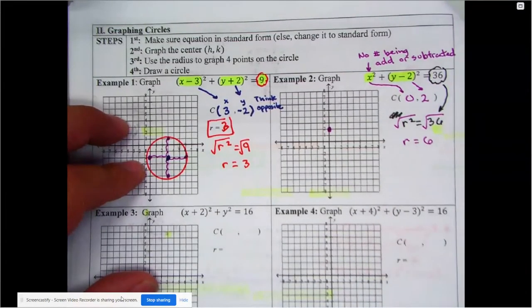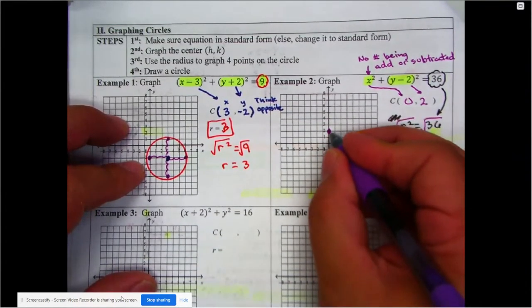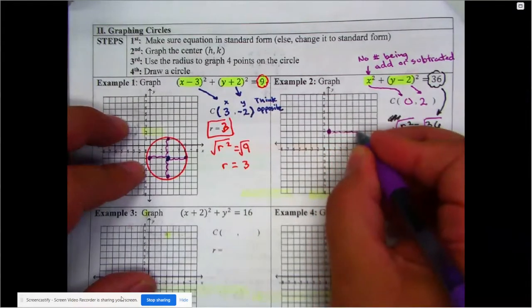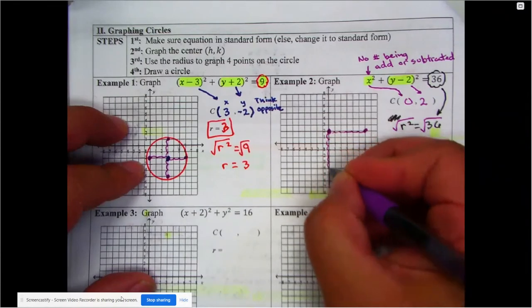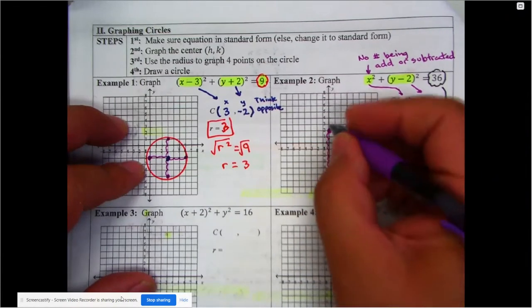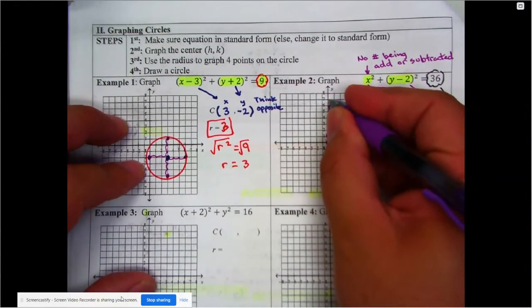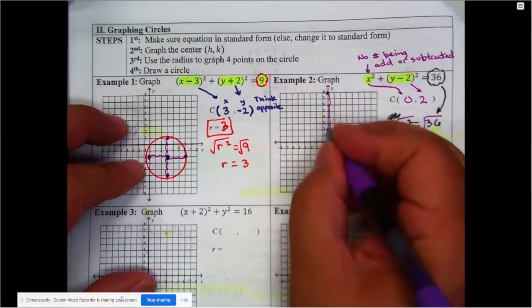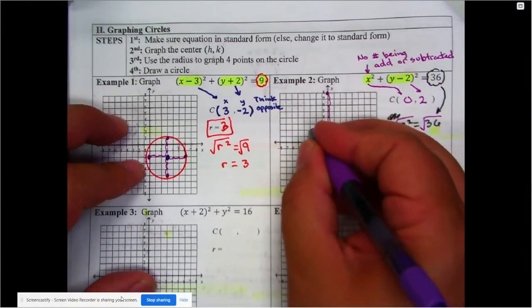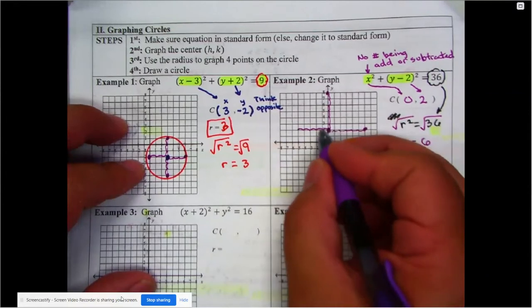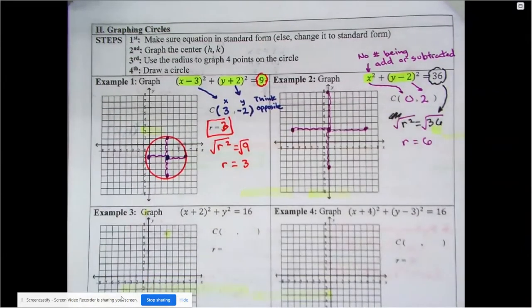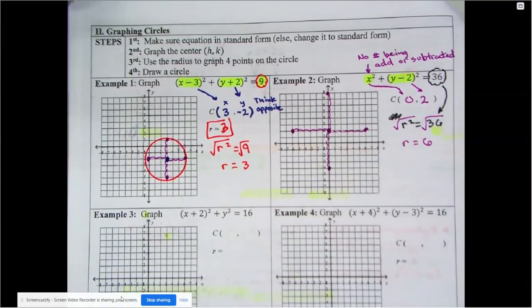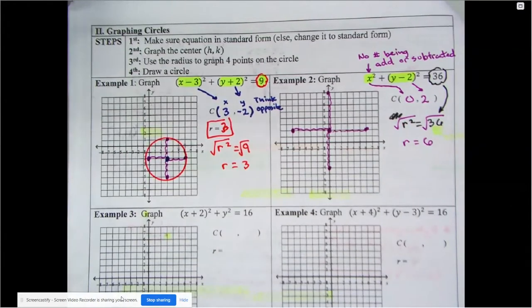So all I have to do now is count 6 spaces. 1, 2, 3, 4, 5, 6. Remember, we're counting 6 in every direction from the center. This is how we create our circle. I have to have 5 points. Of course, I'm not going to touch the center. The center is just the center. But now I can actually draw this circle.